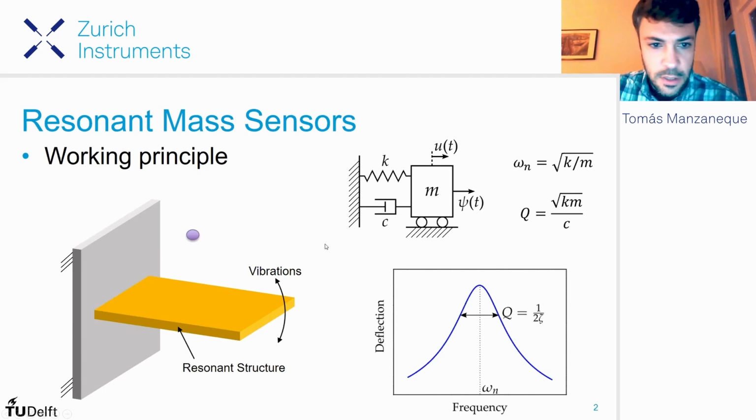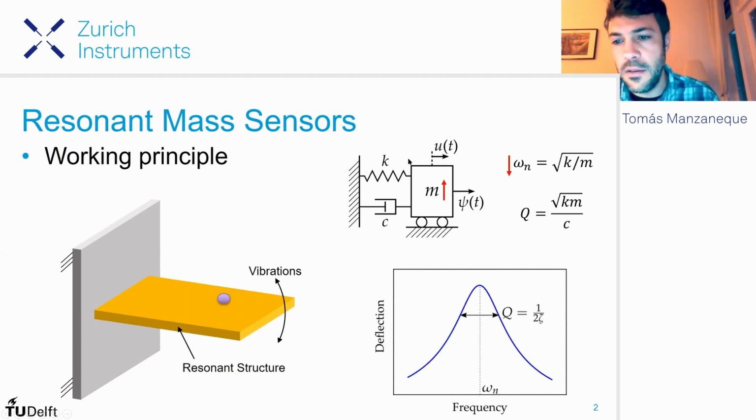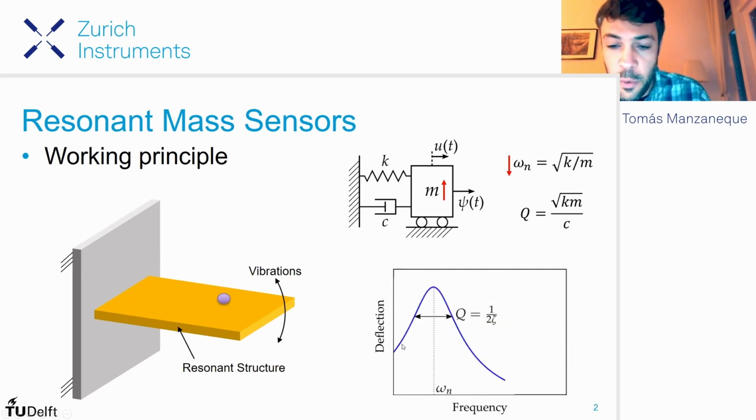And then when we have a mass or a particle attached to the device, we will see an increase in the total mass of the device, and then a decrease in the resonance frequency. So we can monitor the resonance frequency, and we can relate this decrease that we see with the added mass in the resonator.